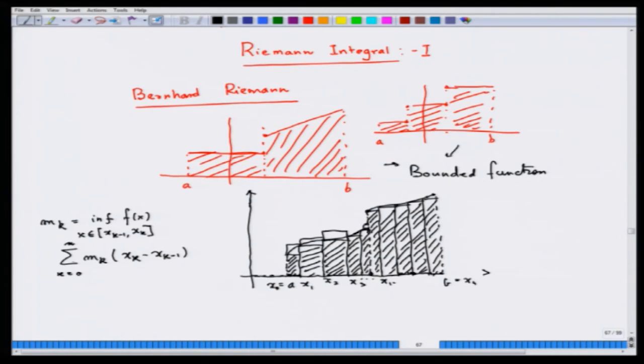Now this one is called the lower Riemann sum, actually it is called the lower Darboux sum of f under a partition pi, where pi is the partition a equal to x0, x1, x2, up to xn. So there are n intervals actually.